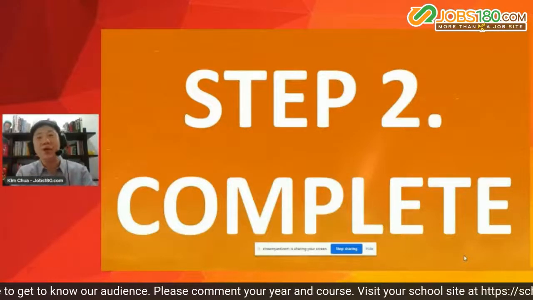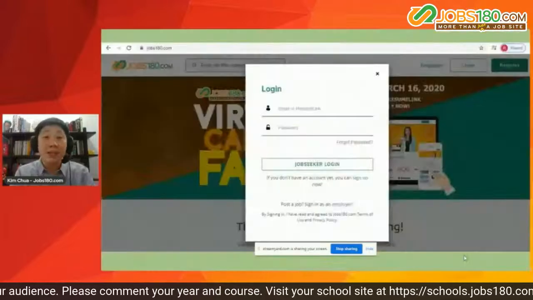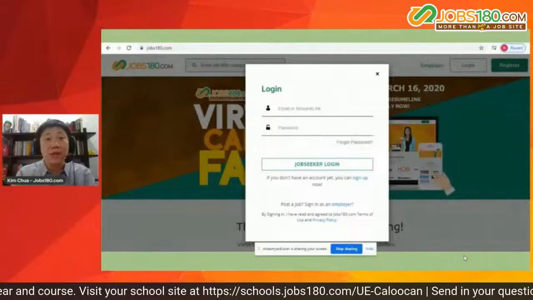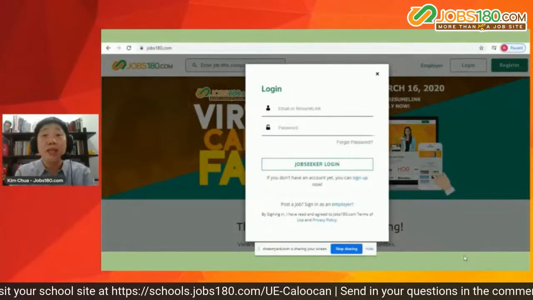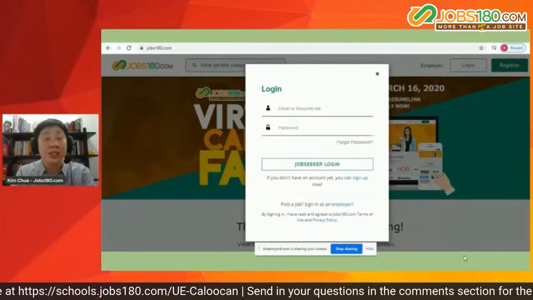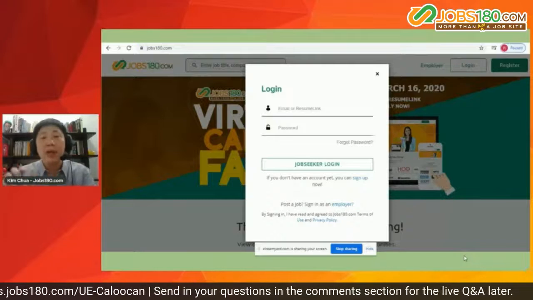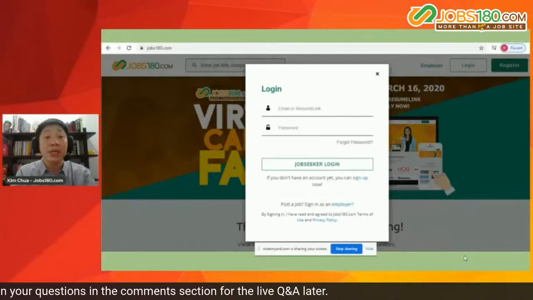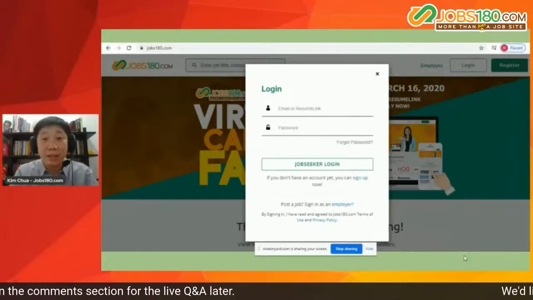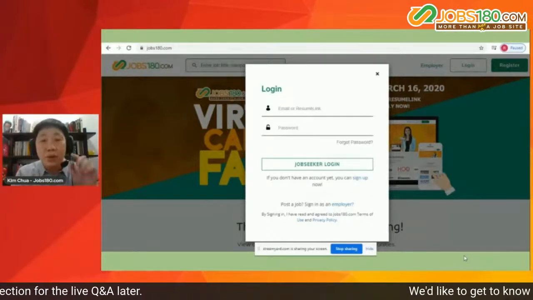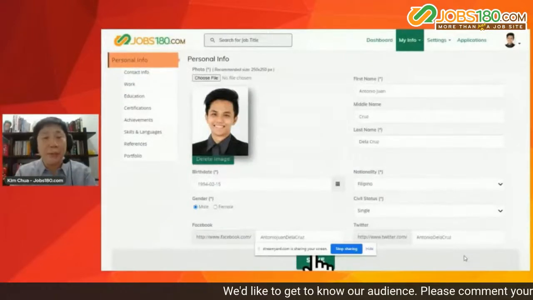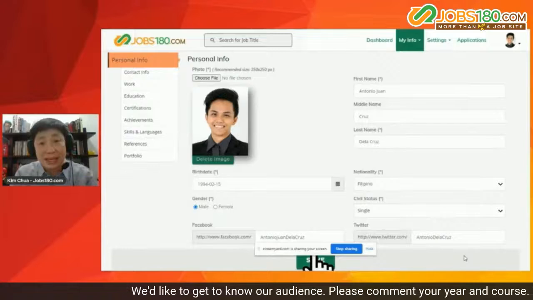Let's go to the second step. Ang second step, ang pinaka-logical sa lahat. Kailangan kumpletong detalye nyo. So how do you do that? You go back again to your account by going to the website of jobs180.com. This time, hindi mo kailangan mag-register. Ang gagawin mo, mag-login. Pag login mo, lagay mo dito yung email nyo or resume link nyo, at lalo na yung password nyo na kayo lang talaga may alam yan. So when you do that, you now go inside your account. Pag nasa loob na kayo ng account nyo, ano gagawin nyo? Mabilis na lang ito. Fill in the blanks.